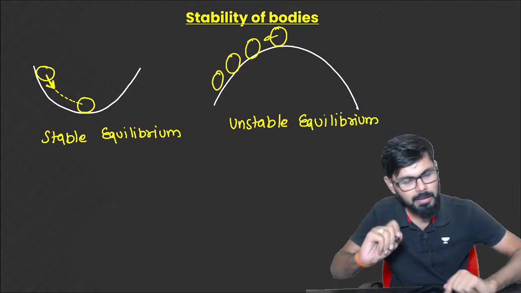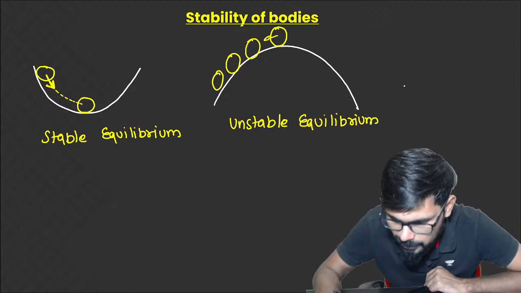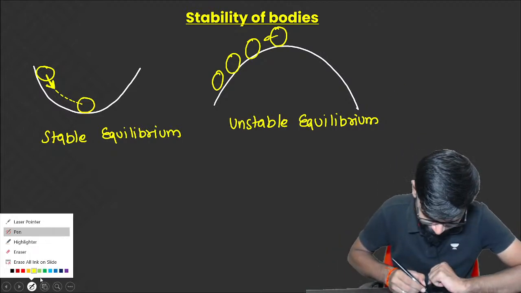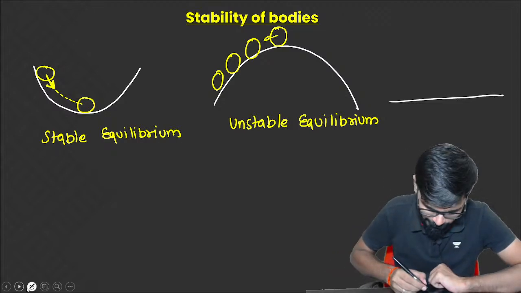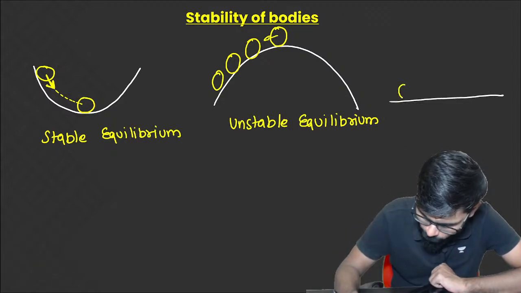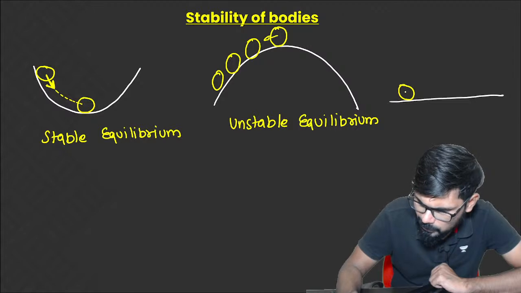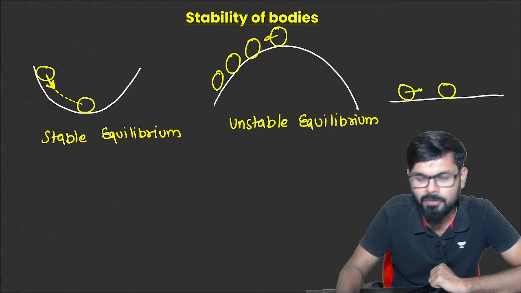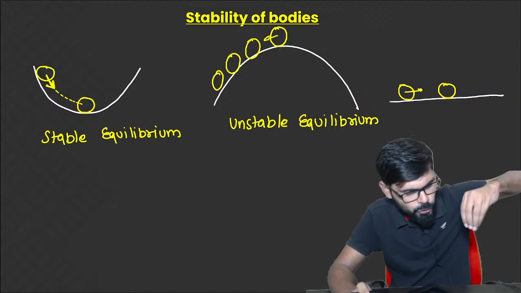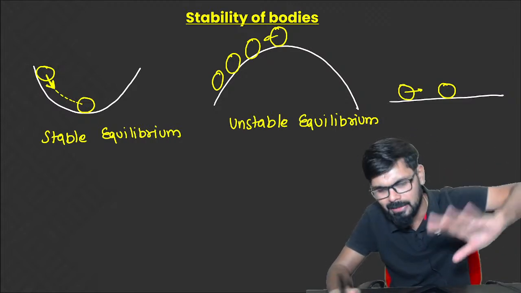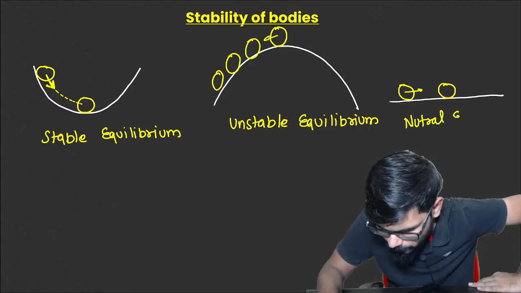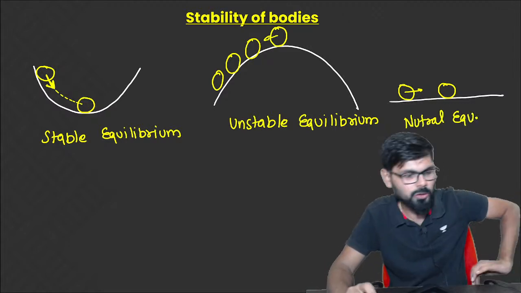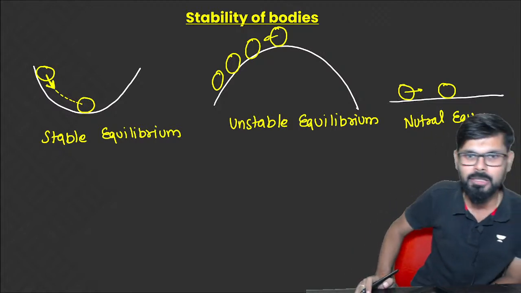Right? Now, another one is, let's say one flat plate is there. Now, on this one, suppose one ball is there. If you tilt it and leave it, it will stop there itself. It will not move anywhere, right? Suppose you tilt it and move to another place, it will stay at that particular place only. That is called neutral equilibrium. Clear hai? Any confusion, tell me.